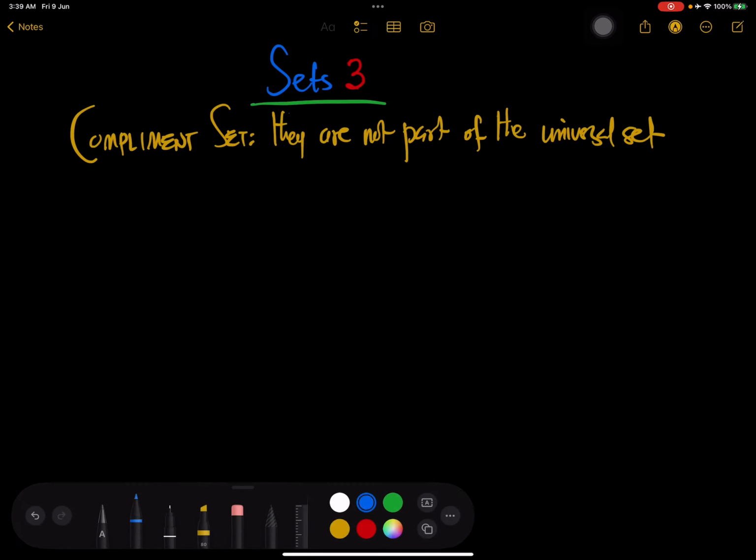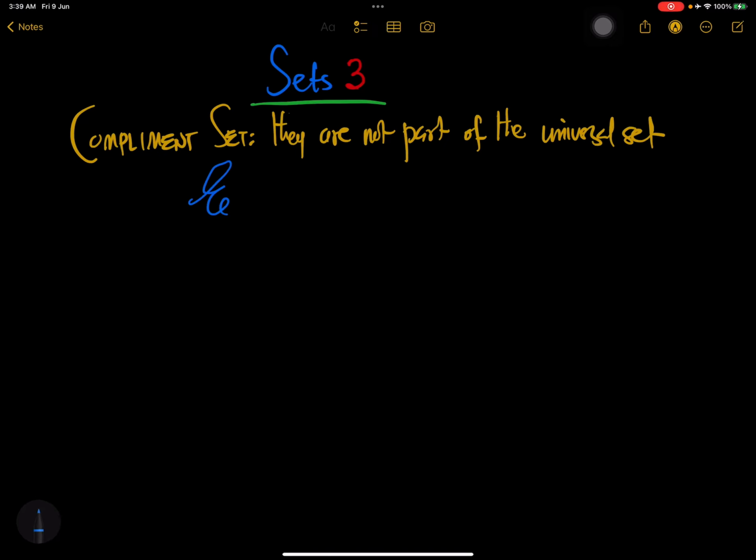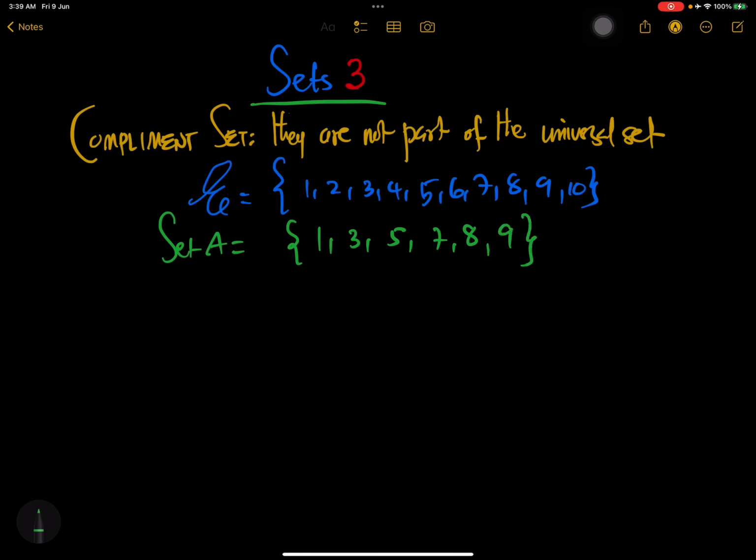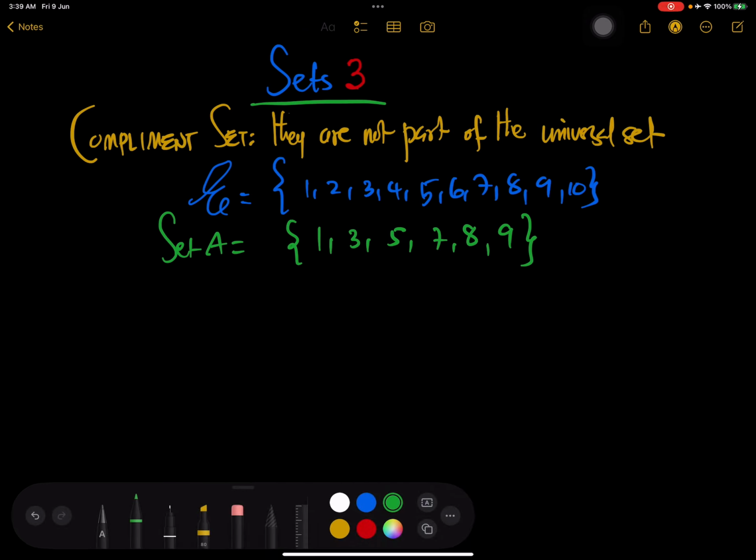Let's imagine for a second that we have the universal set, which is this one. We have 1 to 10. That is our universal set, 1, 2, 3, 4, 5, 6, 7, 8, 9, 10. And we also have a set A. Set A is 1, 3, 5, 7, 8, 9, like this. Now, what do you think is going to be the complement of set A?